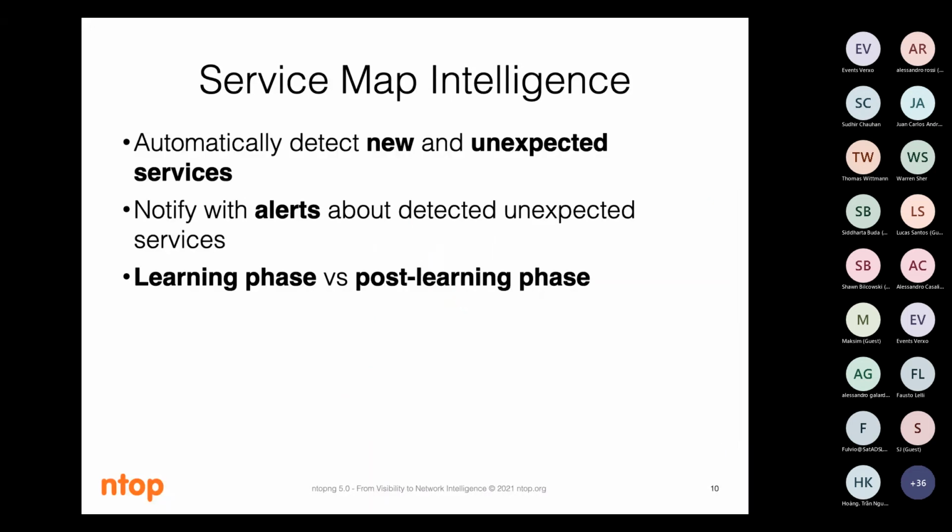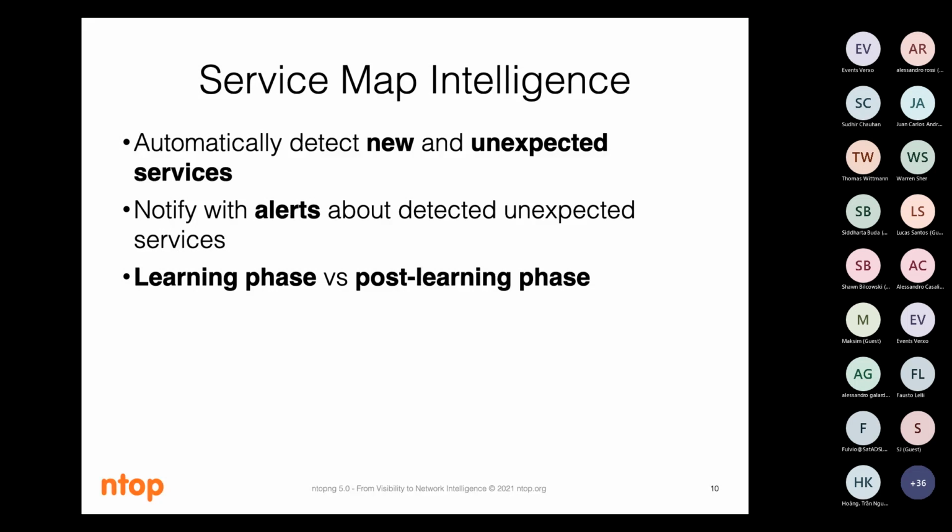And this is good, but still the real intelligence comes with the ability of ntopng to automatically detect new and unexpected services, and also to notify with alerts about the detection of these new and unexpected services. And so to show you this intelligence of ntopng, I would like to give you a real example to demonstrate this ability to detect unexpected services.